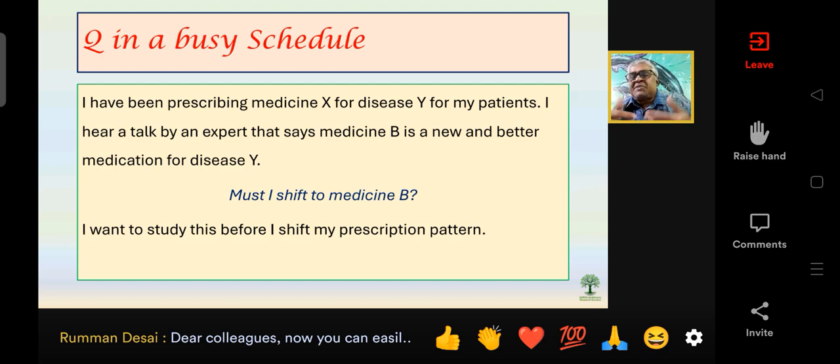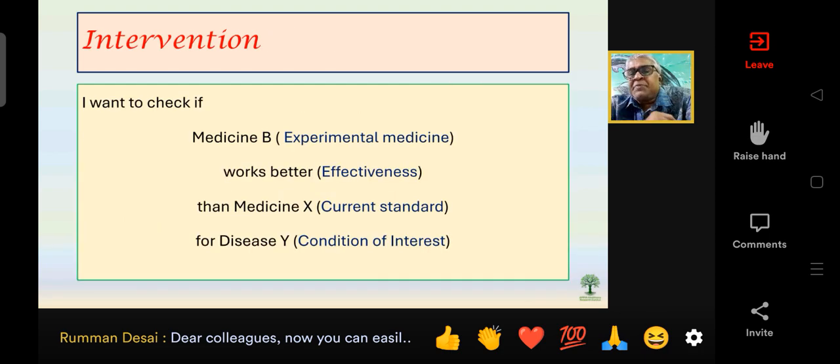And this is something that we see more and more coming in. Diagnostic effectiveness of tests is something that we see coming in more often as technology advances, as interventions advance, medications advance. This is also a very commonly recurring scenario in clinical practice at whatever level you are. So what design can we do? What we want to check is whether medicine B, the experimental medicine, works better, or the effectiveness of medicine B compared to medicine X, which is a current standard for disease Y, which is a condition of interest. So that's what we want to do.